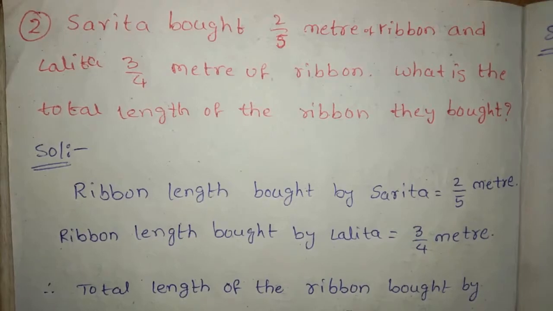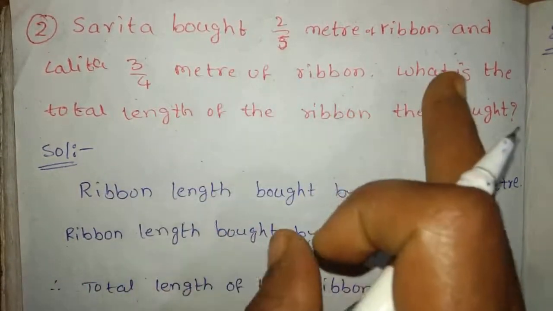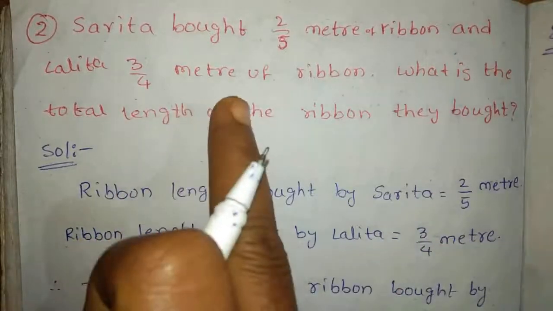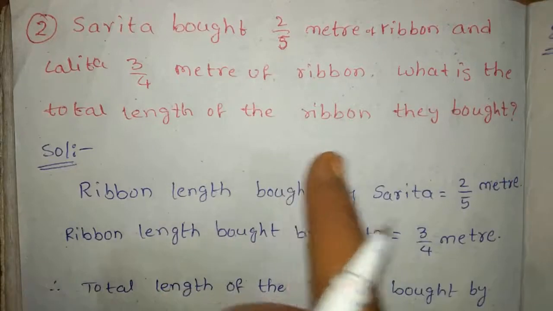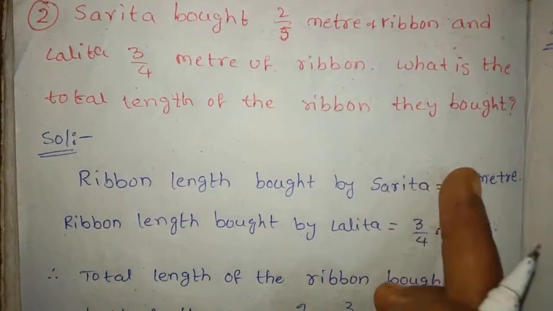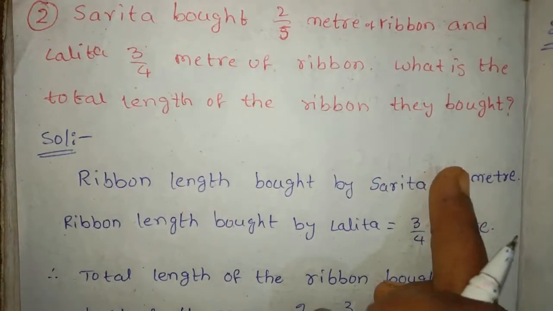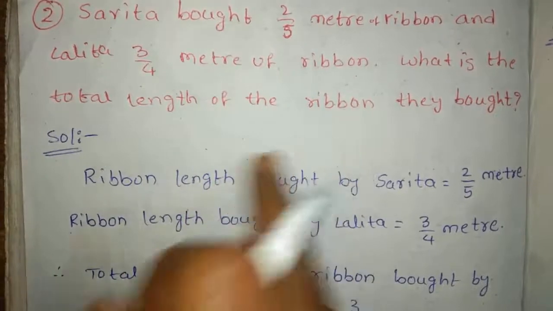Now let us see the second question. Sarita bought 2 by 5 meter of ribbon and Lalita 3 by 4 meter of ribbon. What is the total length of the ribbon they bought? Now we find the total length of the ribbon they bought. They means Sarita and Lalita.